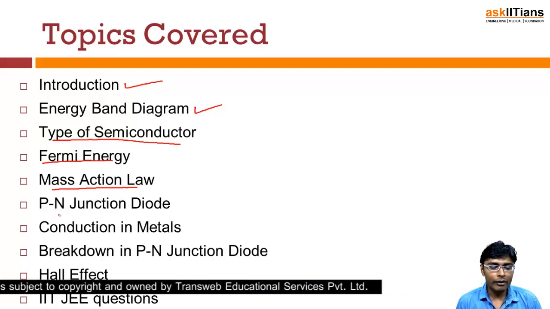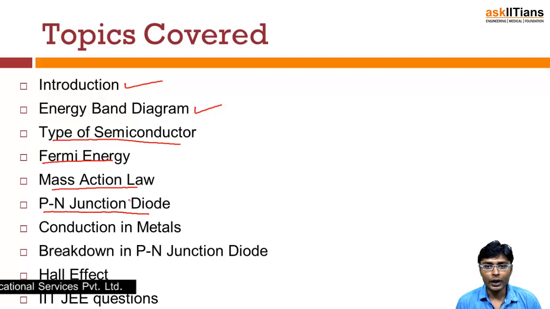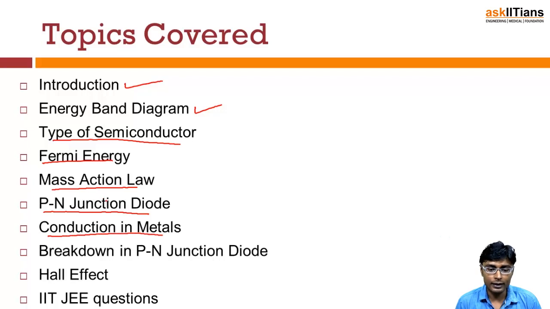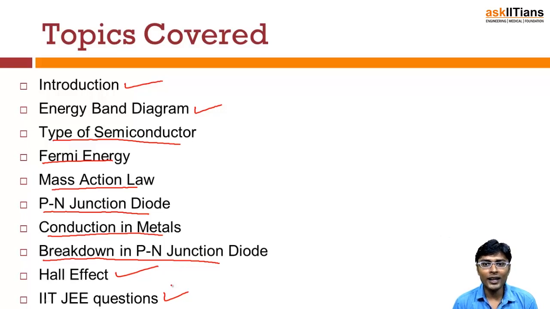After completing all this, I will take up the PN junction diode. This is basically a semiconductor device. After this, I will tell you about conduction in metals, how conduction takes place in metals. After all this, I will discuss breakdown in the PN junction diode. After this, what is the Hall effect? I will discuss this, and after completing all these topics, I will discuss a few previous year IIT-JEE questions of this topic. Okay, so let's start with the introduction of this chapter.